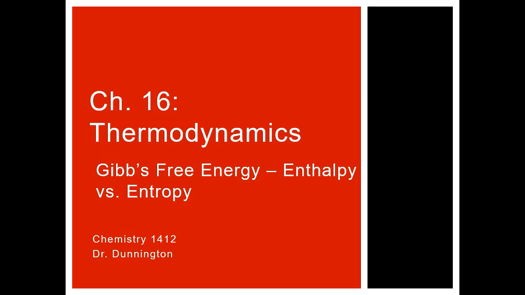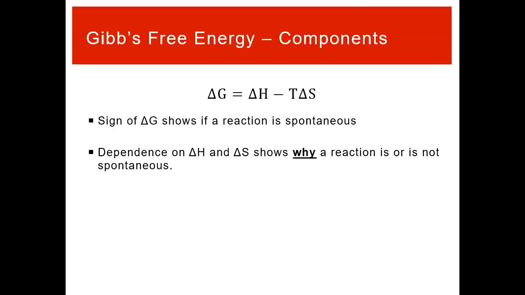Now we want to look at the parts of Gibbs free energy and see how they affect why something is spontaneous. So if we only want to know whether a reaction is spontaneous, we only need to figure out the sign of delta G. Positive delta G is not a spontaneous reaction. Negative delta G is spontaneous.